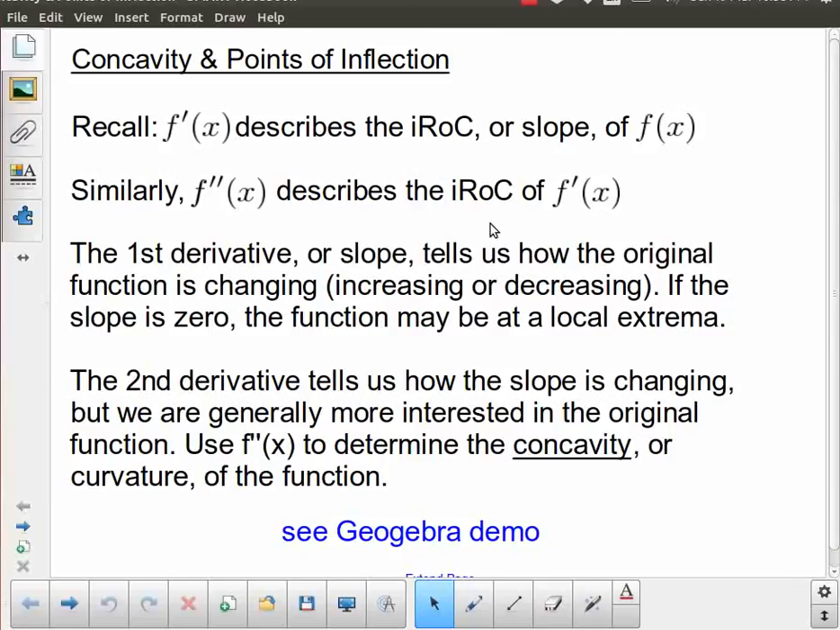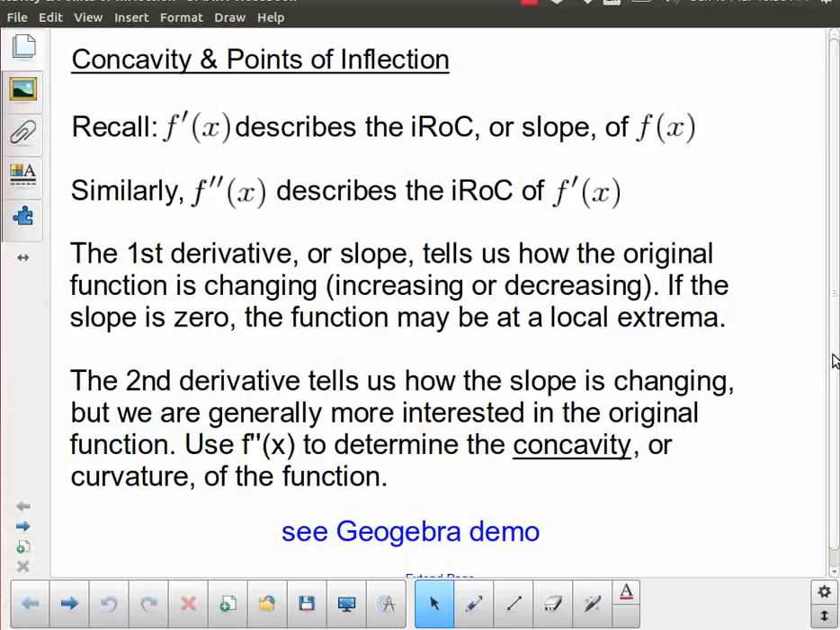For this lesson, we are going to be taking a look at the second derivative to see what that tells us about the function f of x. And you can see from the title, there are two things that we're going to be talking about here, and it's the concept of concavity and special points, critical points known as points of inflection.